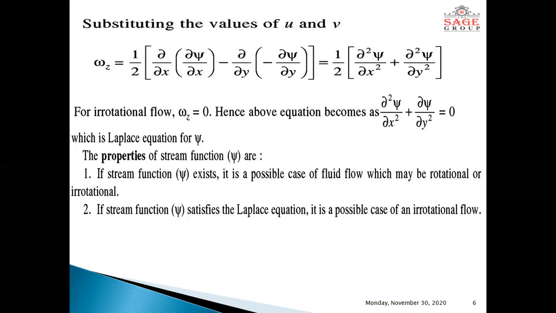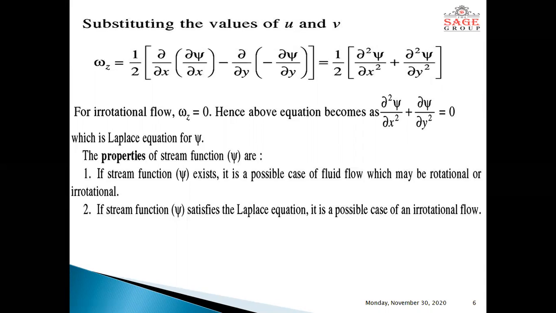We know that for irrotational flow omega z is equal to 0. Hence the above equation becomes del square psi upon del x square plus del square psi upon del y square equal to 0. This is del square psi equals 0, and this equation is also the Laplace equation.